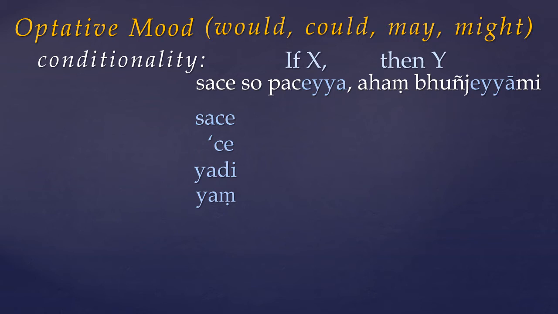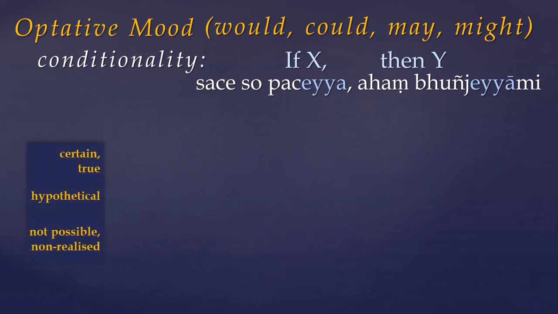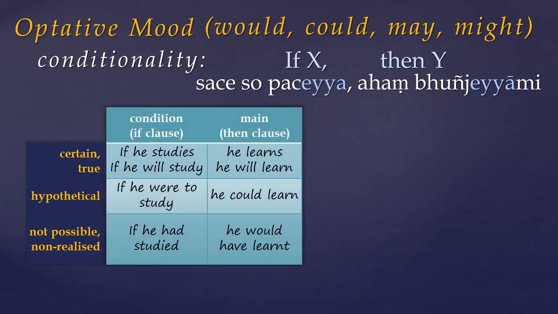also enclitic, which means it won't be the first word in the clause, and yadi or yang. The main clause then usually expresses the result, either fulfillment or failure. And in Pali, such conditional sentences broadly divide into three types: those which express certainties or truths, those which are hypothetical what-if types, and counterfactual or non-realised outcomes. And I give some loose English examples here.